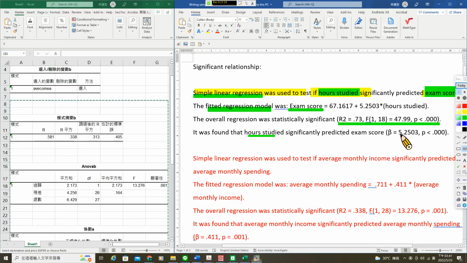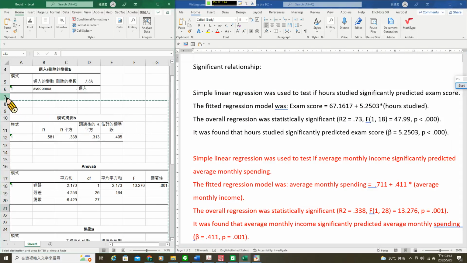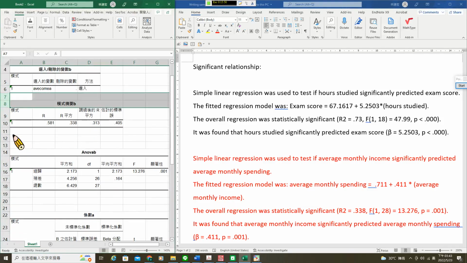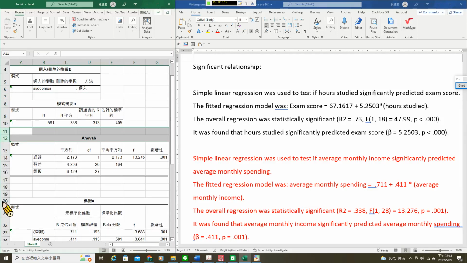And the beta value is 5.2503, and the p-value is less than 0.000. Okay, so here is the template. Then how can we use it to write it out? Now I want you to look at the difference between this and here. Okay, let me take this away. And I will take away some of the columns so I can have a better view of the output.